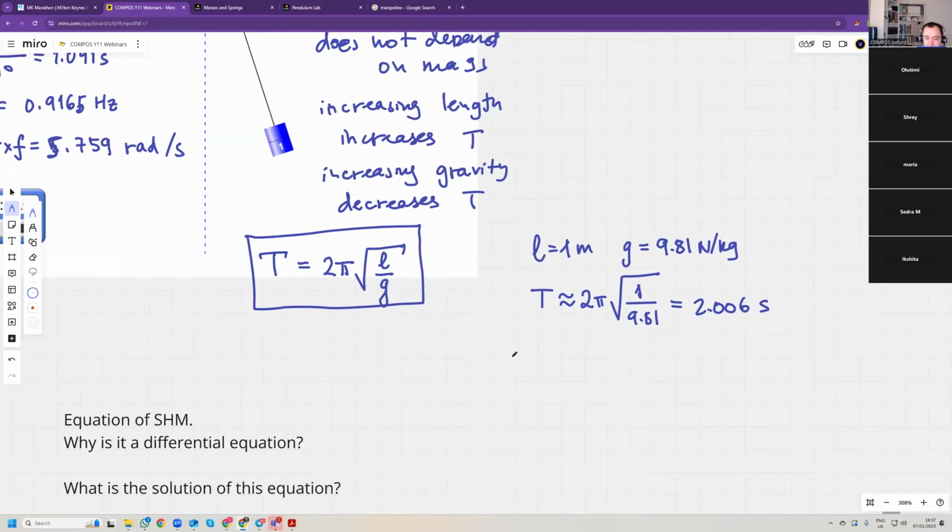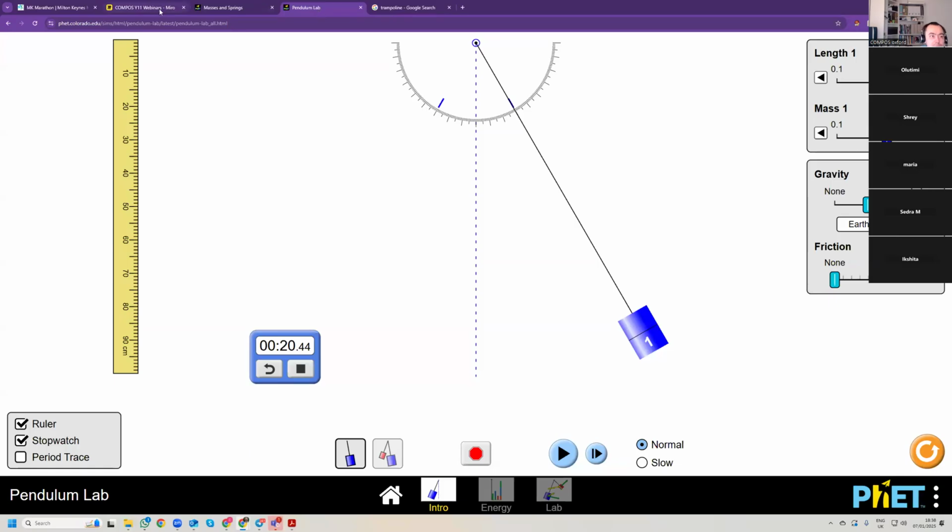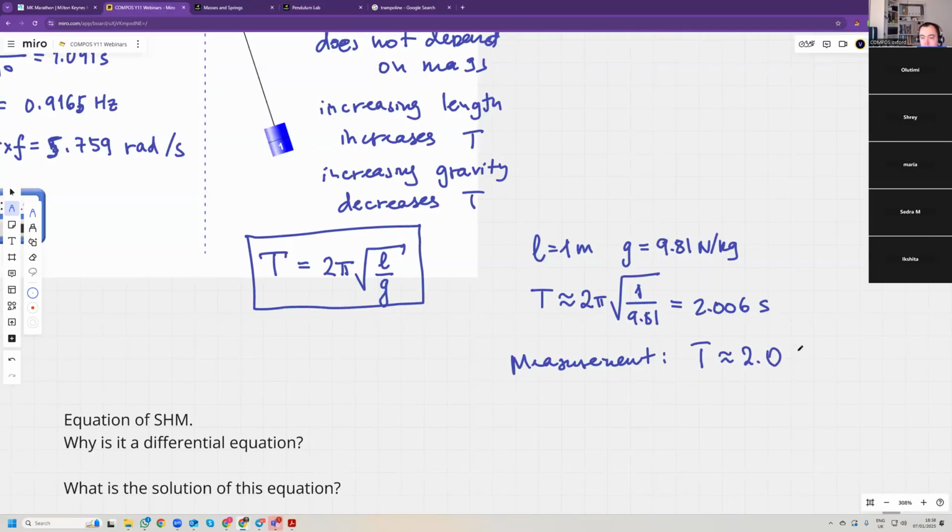So measurement. So T is 2.04 seconds. Pretty neat. Do this experiment at home.